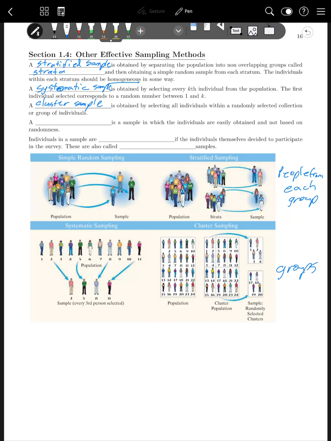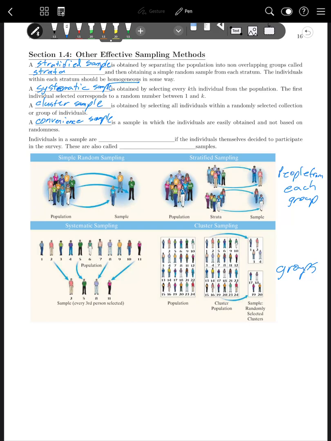A convenience sample is a sample in which individuals are easily attained and not based on randomness. Like if you decided to survey everybody in your apartment building, unless your question is specific to your apartment building, that would be convenient. If I decided to sample my class to find out the opinion of all college students, that would be a convenience sample because you're a group of people who are convenient to me.